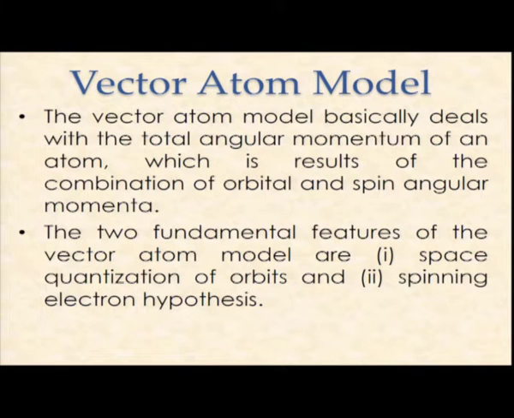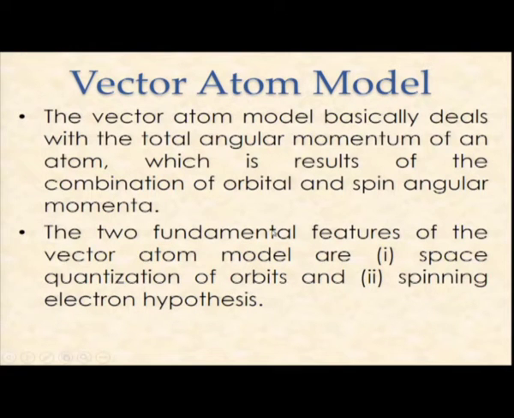To overcome the drawbacks of the Sommerfeld atom model, the vector atom model came. This vector atom model basically deals with two fundamental features: space quantization and the spinning electron hypothesis. The vector atom model also deals with the angular momentum of an atom, which is a result of the combination of orbital and spin angular momenta.